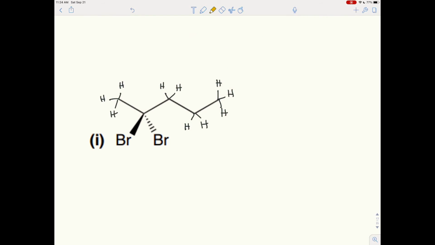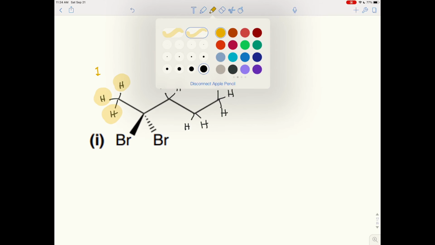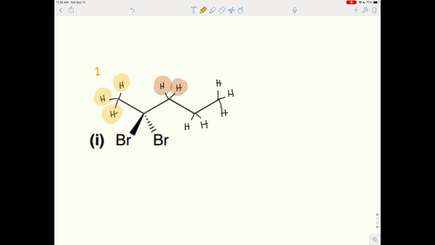So we'll have these hydrogens here, one atom away from the two bromines. That'll be one signal, one electronic environment. You'll have these two hydrogens here. They're also one away from the bromines, but they have all this other stuff that's closer to them, so they're in a different electronic environment than the yellow hydrogens.